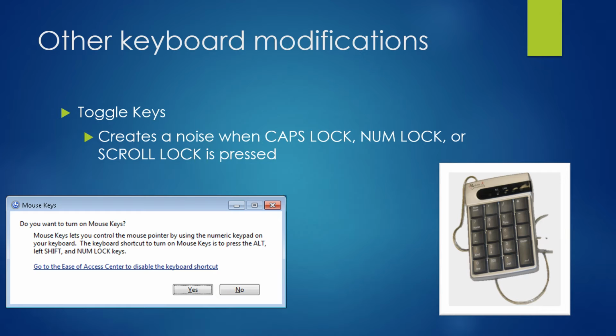Another modification is toggle keys, which creates a noise, an auditory cue, whenever you might hit caps lock, num lock, or scroll lock. The other is mouse keys, which lets you control a mouse pointer or a mouse cursor using a numeric keypad on your keyboard.